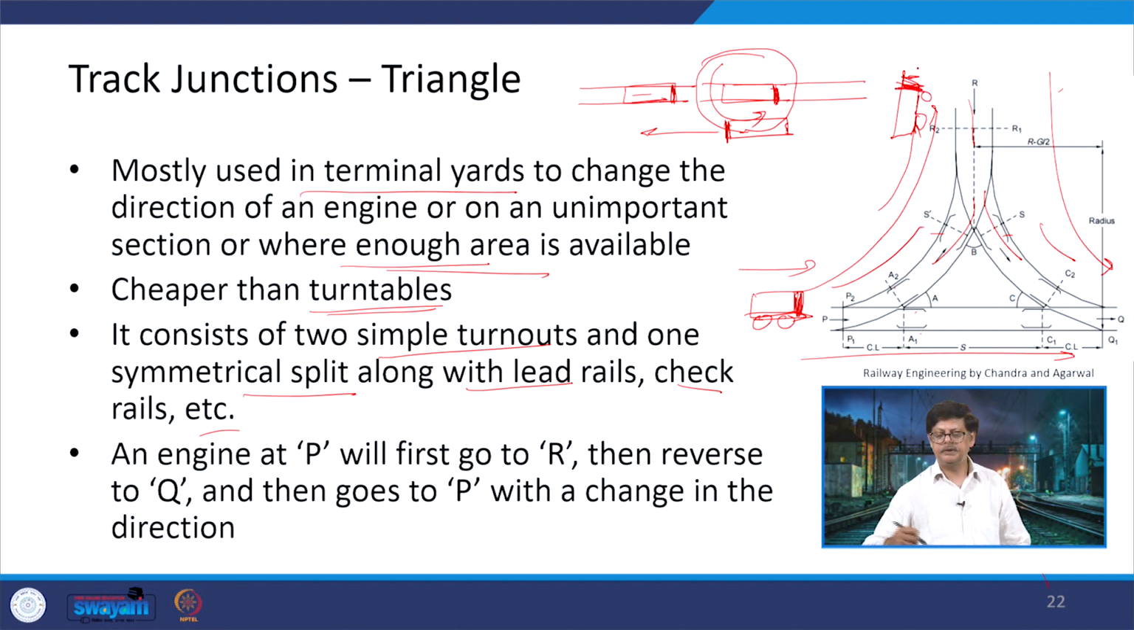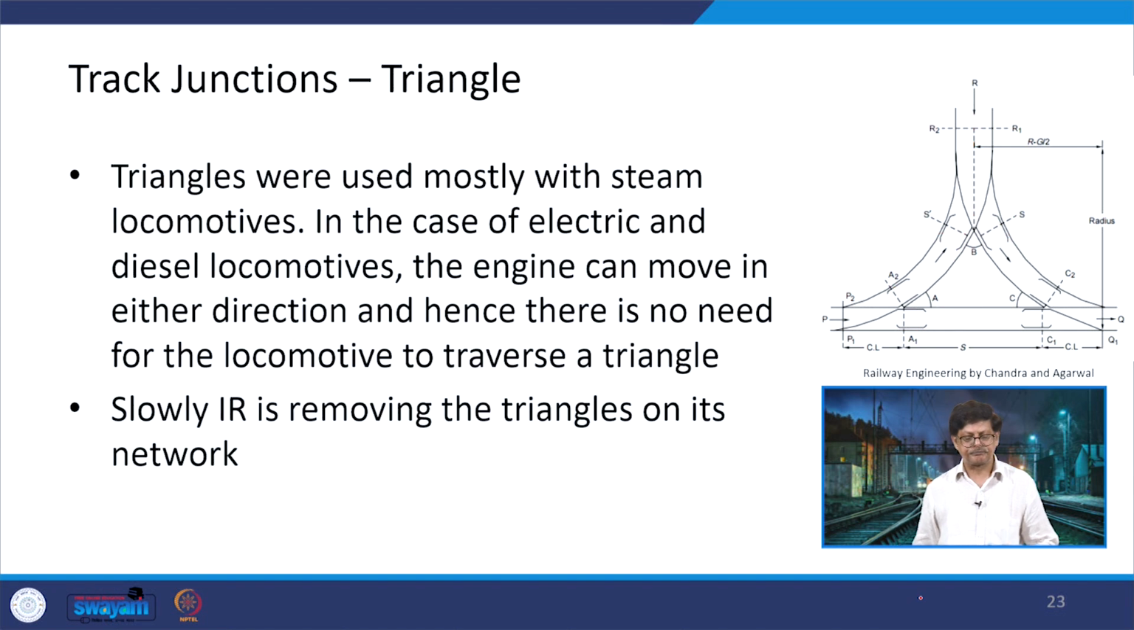So, you have come here. Now, you start returning from R and go to Q. So, when you do that, this is how it will be coming. And then once you come to Q and you start coming back, then again if we look at the condition, this is how it will be moving. So, now what we have done, we have changed the direction of the locomotive by using the triangle.